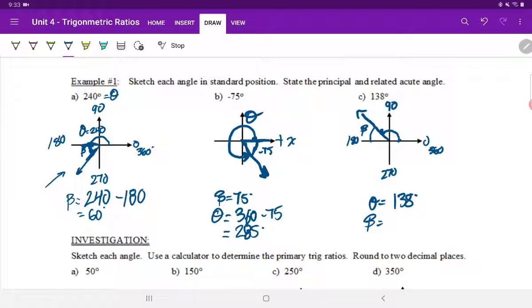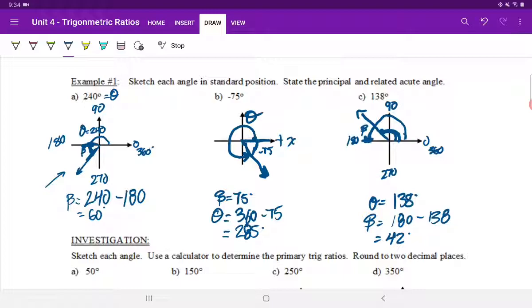Well, again, if it's 180 all the way around, and it's 138 up to here, what's left over? Well, if we take 180 and subtract 138, you get 42 degrees. So our theta is 138, our beta is 42.